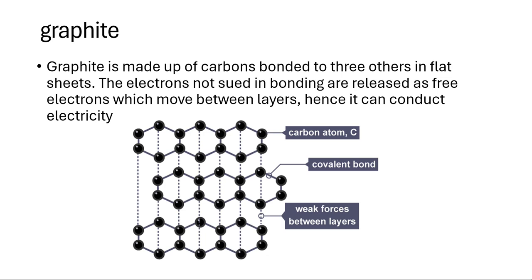Graphite is made up of carbons bonded to three others in a flat sheet. The electrons are not used here again.